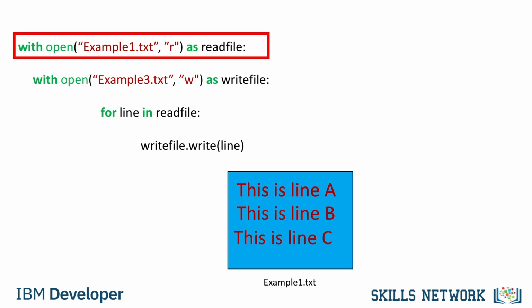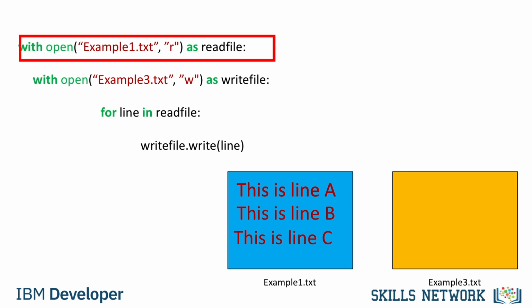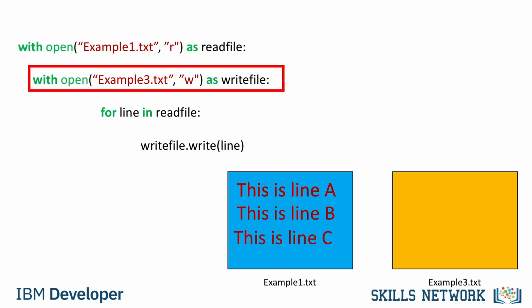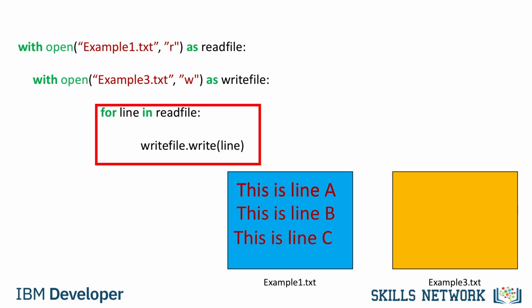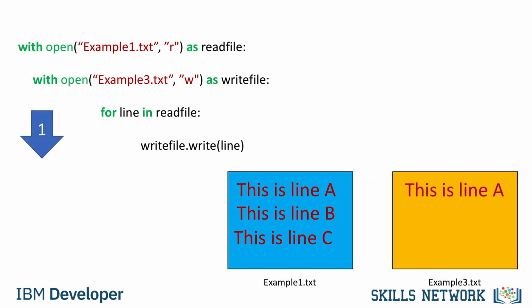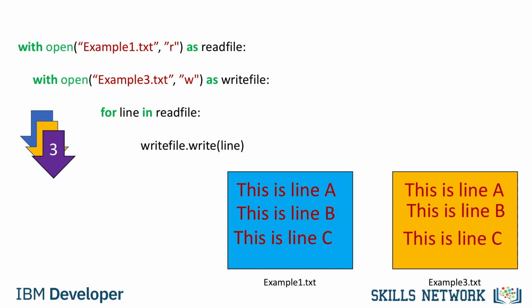First, we read the file example1 and interact with it via the file object, read file. Then we create a new file example3 and use the file object, write file to interact with it. The for loop takes a line from the file object, read file, and stores it in the file example3 using the file object, write file. The first iteration copies the first line. The second iteration copies the second line till the end of the file is reached. Then both files are closed.